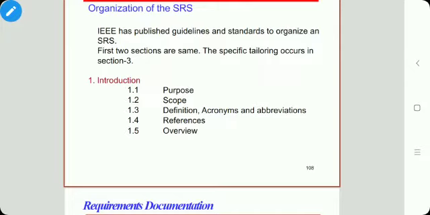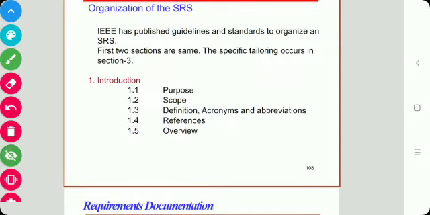So this organization consists of, first, the introduction, which covers the purpose of the software and the scope of the software, then the definitions that are used in the SRS, acronyms and abbreviations, then the references from which we have taken the material, and the overview. Overview means the structure of the SRS: section 1 contains this, section 2 contains this, section 3 contains this. Okay, so that is the overview.